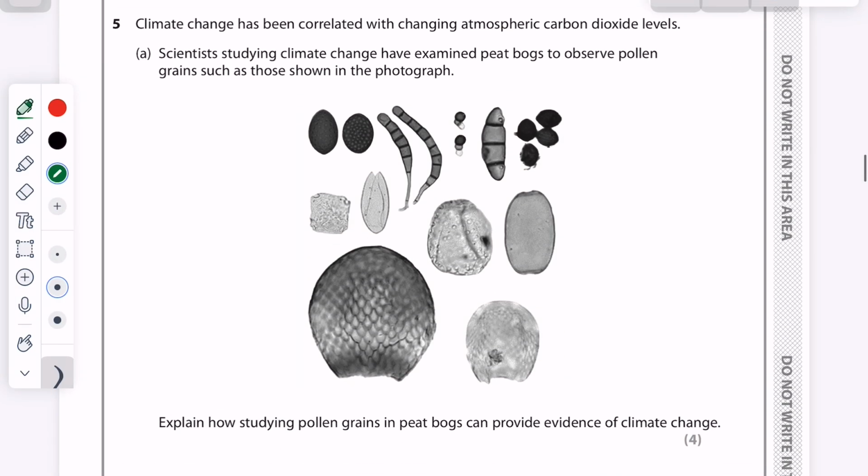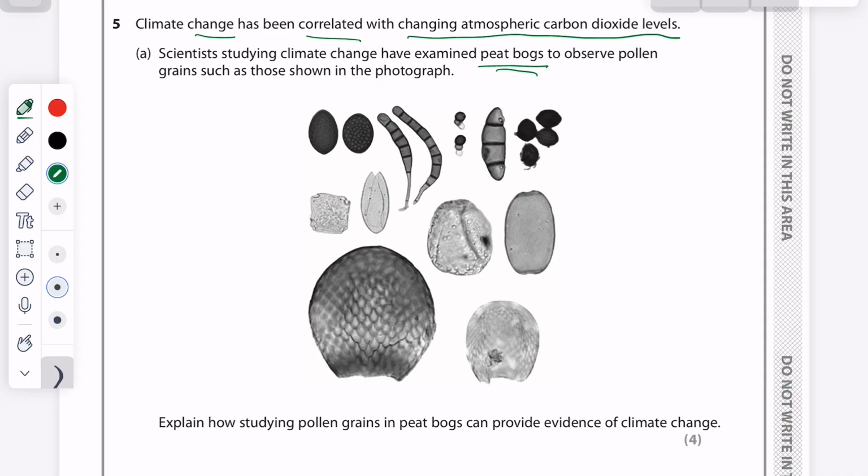Let's get on with question 5. Climate change has been correlated with changing atmospheric carbon dioxide levels. Okay, so we're into topic 5. Scientists studying climate change have examined peat bogs. No, we're getting into the climate change and how we measure that climate is changing.